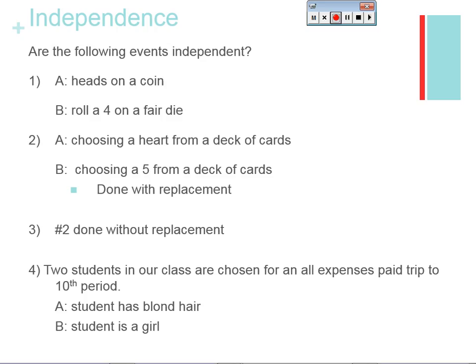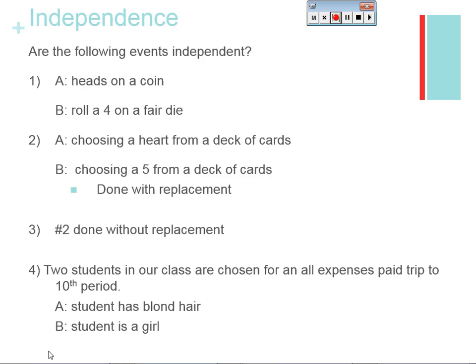So as we pick up where we left off talking about multiplication rules and independence, one of the things I wanted to review with you first was just the concept of independence. Just a couple examples here of two events and determining whether they're independent or not. Number one, event A is flipping a coin and getting heads, and event B is rolling a 4 on a fair die. And the question is, are these events independent?